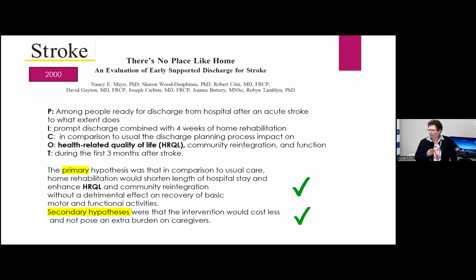And secondary hypotheses were that the intervention would cost less, so that's the other outcome, and would not pose an extra burden on caregivers, because all we need to do is shove people out of the hospital and let the caregivers look after them. So clearly that was another outcome. So now this intervention has 3 levels of impact: at the health service level, at the patient level, and at the caregiver level. So I put check marks there because we showed that worked, no problem.